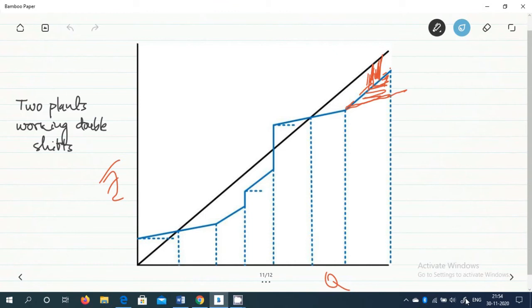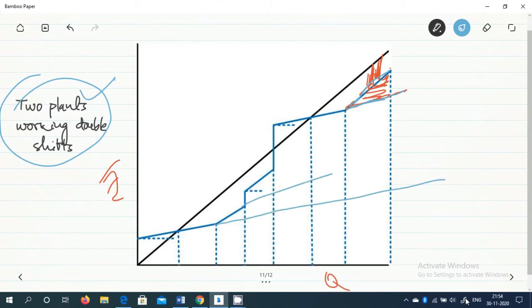But again this graph is not moving in this way. Rather it has started moving in this direction, because now two plants are working in double shift, because they are not able to fulfill the demand that was there. See, initially the graph was in this way, then the trend line was supposed to move in this way. Now it is moving in this way with only a limited profit.